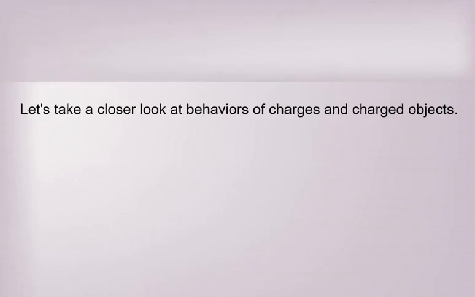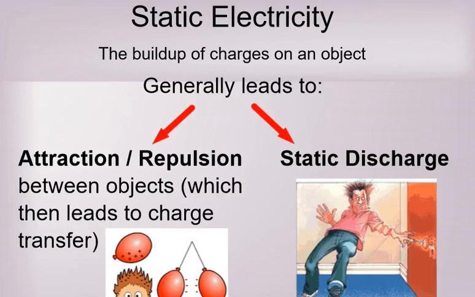Now let's look at some behavior of charges and charged objects. If you have a buildup of charge, so you get many coulombs or microcoulombs of charge, these charges would like to not be built up like so. And so sometimes you can get what's called static discharge, where the charges actually jump from one object to another so that they're not quite so built up. The other thing that can happen is we can see some attraction or repelling between these objects that have built up charges.